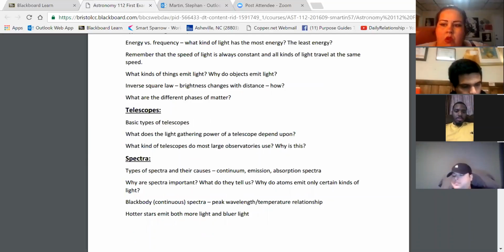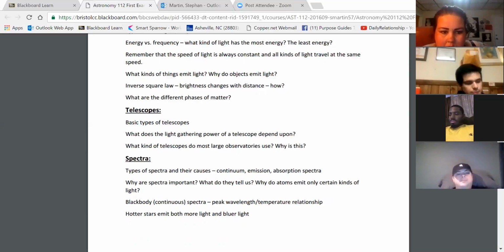There's two basic types. There's reflecting telescopes, which use a mirror to focus light, and there's refracting telescopes, which use lenses. Most large observatories use reflecting telescopes because it's easier to build a big mirror than a big lens. And so the largest telescopes on Earth are now 10 to 12 meters across, which is 30 or 40 feet across for the main mirror. That's huge.